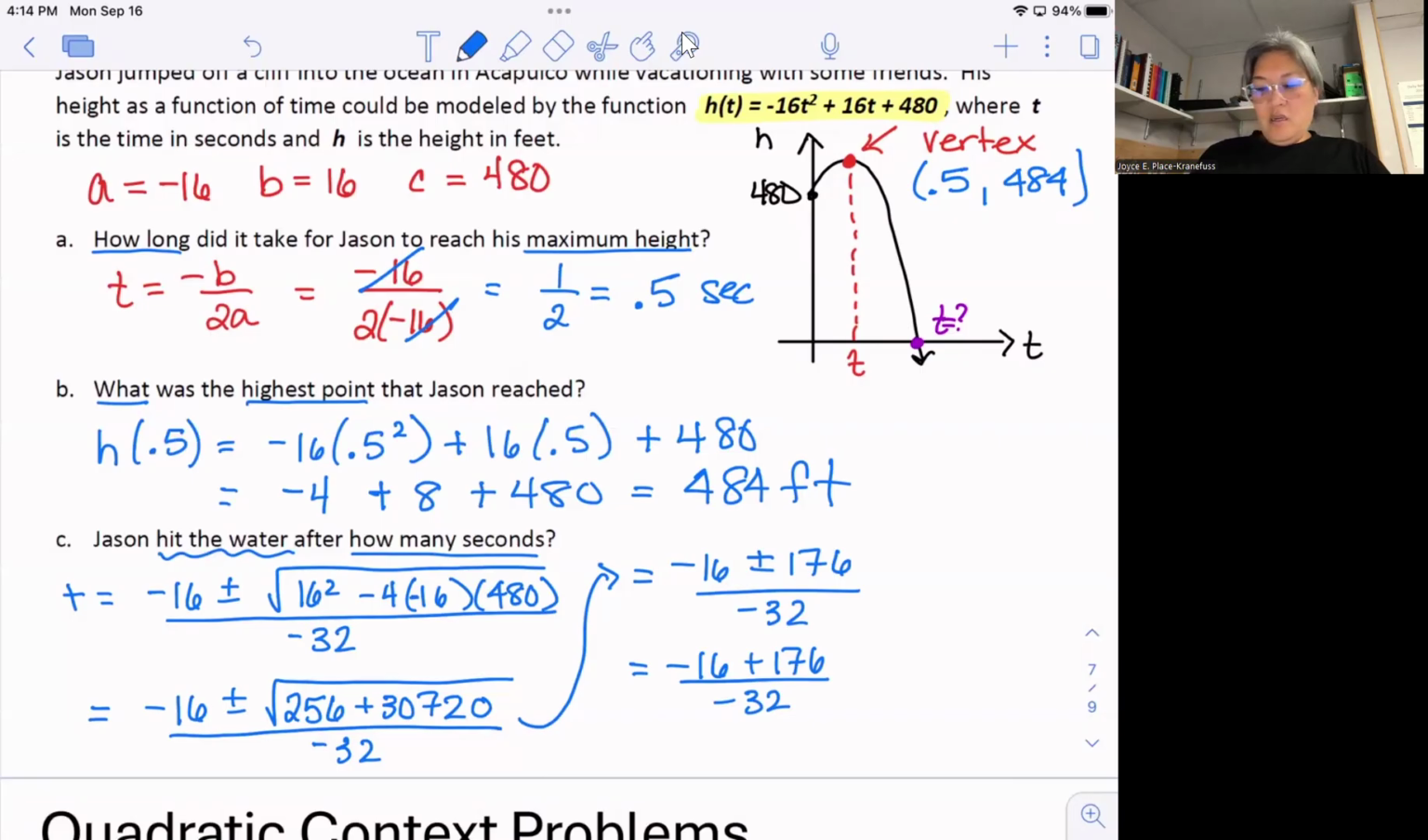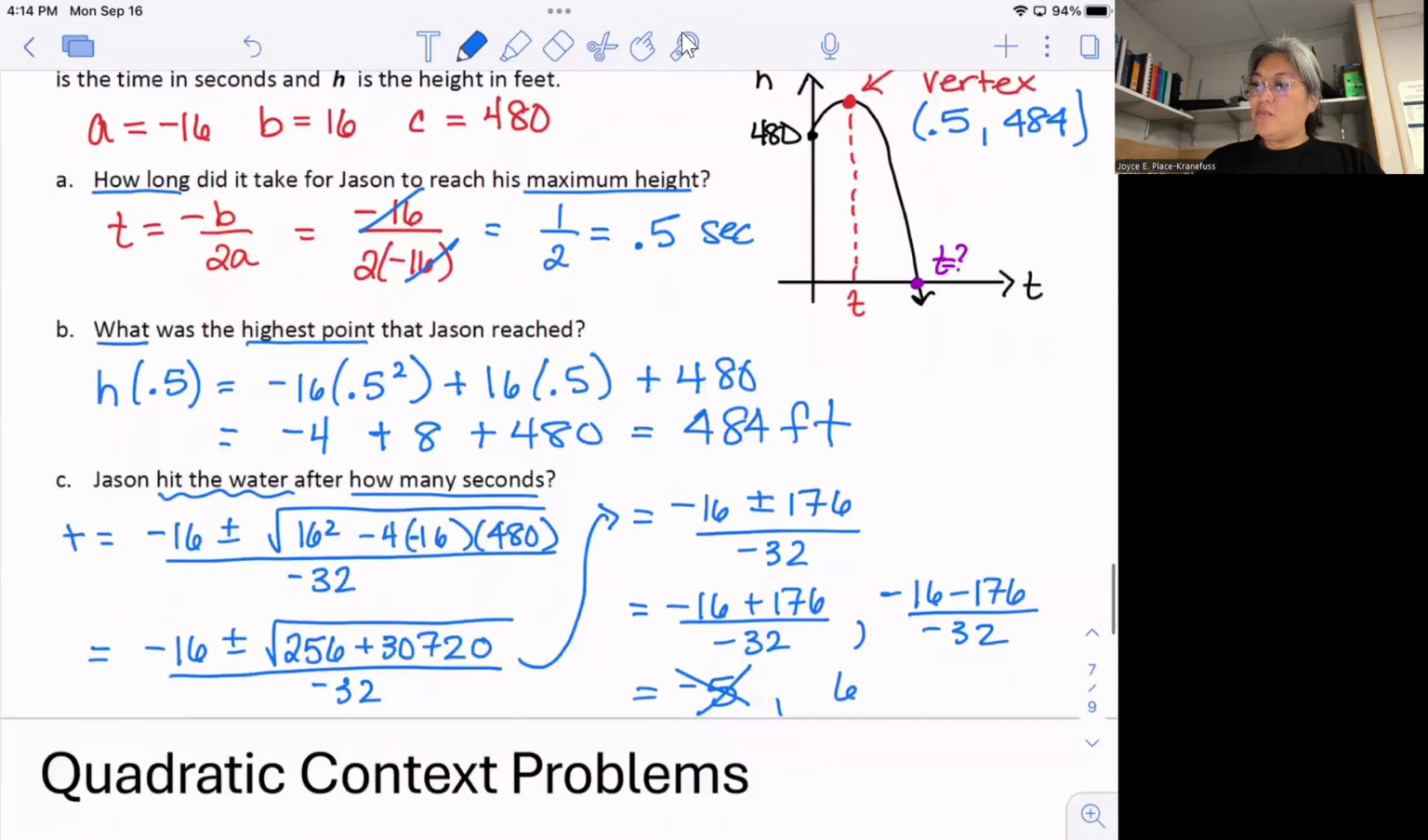Negative 16 plus 176 divided by negative 32 is negative 5. That does not work because negative time does not make sense. Negative 16 minus 176 over negative 32 is positive 6. So we eliminate the negative answer. The answer is positive 6. Positive 6 is when Jason will hit the water.